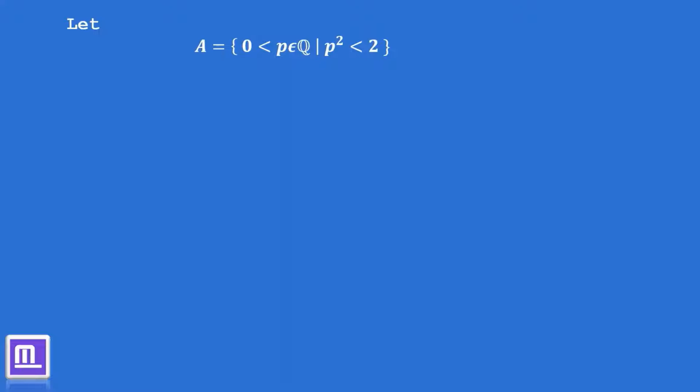Let A be the set of all positive rational numbers whose square is less than 2. Why do you think we are taking only positive rational numbers here? Why not negative rational numbers? If you have any idea and justification, please do comment. And let set B be the set of all rational numbers, obviously positive rational numbers, whose square is greater than 2.